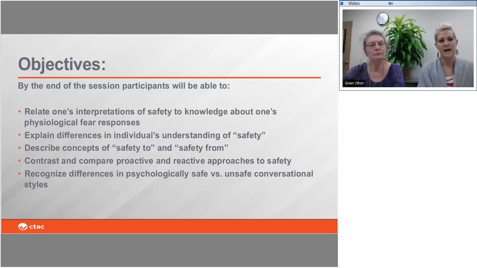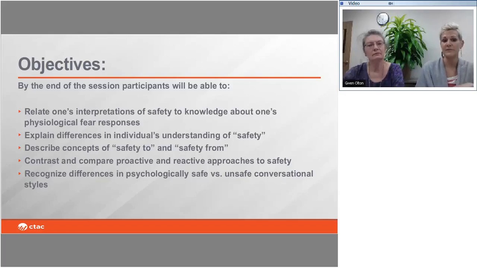To that end, I'll briefly run through our objectives. The first one is that by the end of this session, anyone participating should be able to relate one's interpretations of safety to knowledge about our physiological fear responses. We touched on that a little bit in our first webinar, and we're going to touch on it again today.